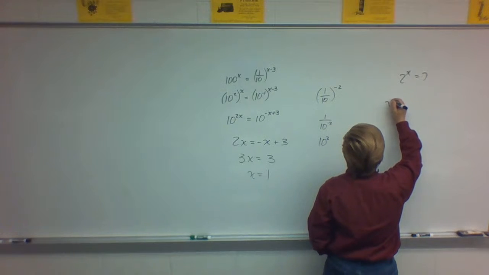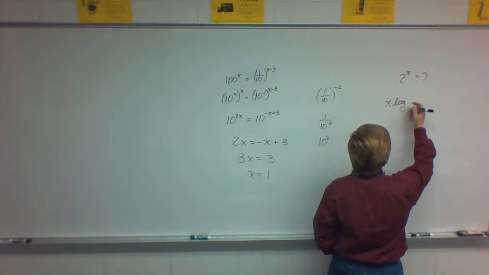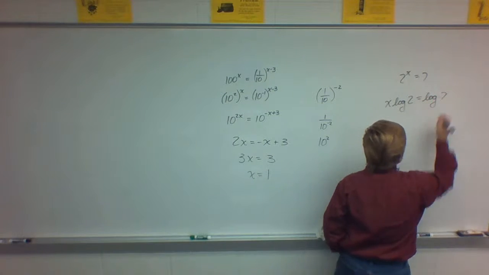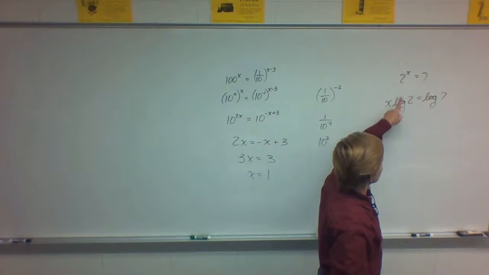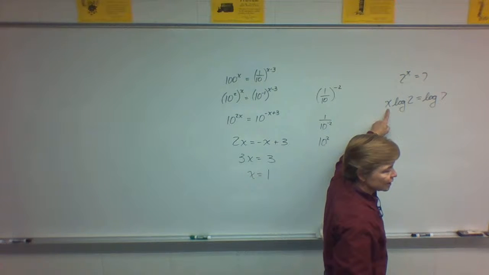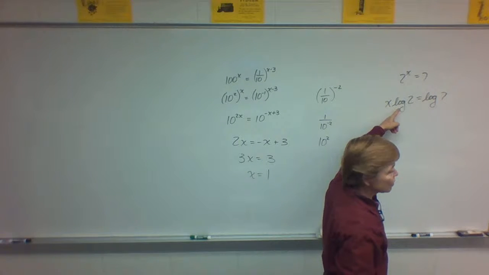So if I take x log 2, but base 10 log 2, because I want to use my base 10 key, x log 2 equals log 7. What I did is I logged both sides and at the same time applied that exponent property you practiced yesterday. In logging it, I brought the x down. Now the x is accessible algebraically. All I got to do is divide by log 2.